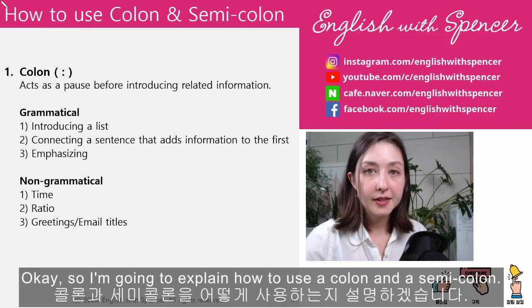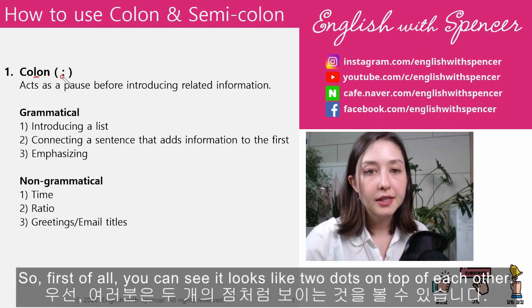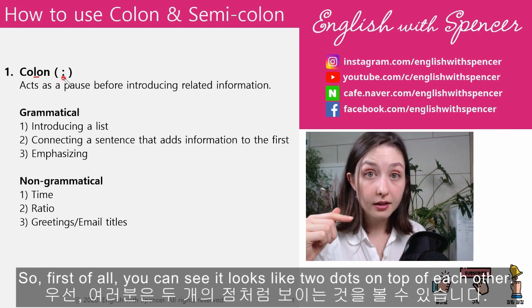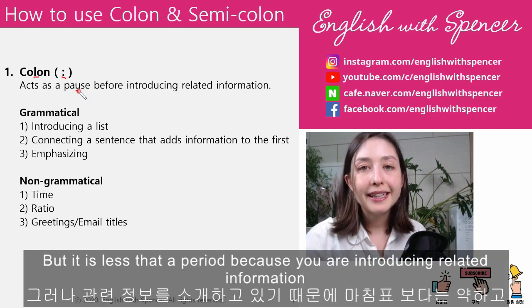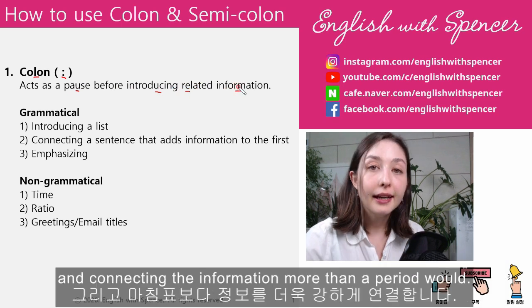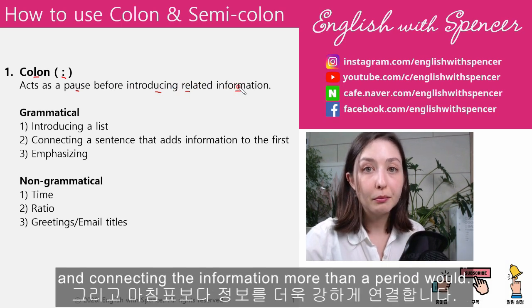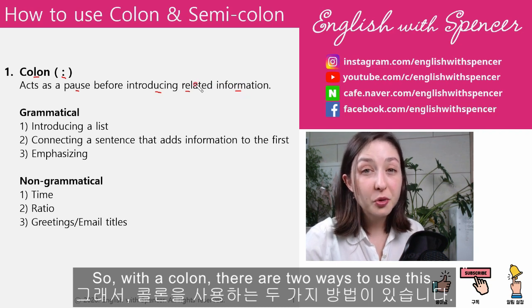Okay, so I'm going to explain how to use a colon and a semicolon, and first we're going to start with the colon. So first of all, you can see that it does look like two dots on top of each other. So that is an easy way to remember that it is a kind of pause, similar to a period. But it is less than a period because you are introducing related information and connecting the information more than a period would. So with a colon, there are two ways to use this.